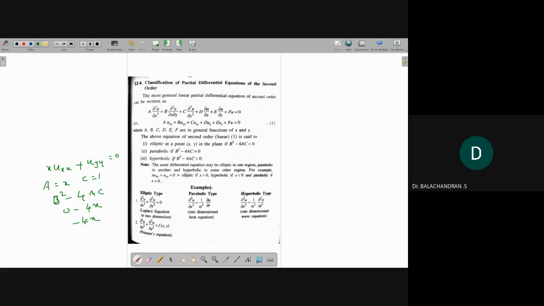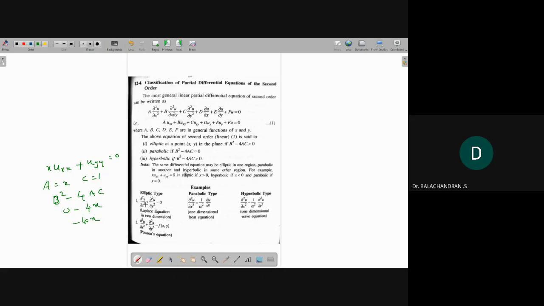Now some examples. What are the elliptic type, parabolic type, and hyperbolic type? An example of elliptic type is the Laplace equation in 2 dimensions. I think you studied the Laplace equation in the second semester, and in the third semester also. It is uxx plus uyy equal to 0, that is dou square u by dou x square plus dou square u by dou y square equal to 0. That is an elliptic equation.